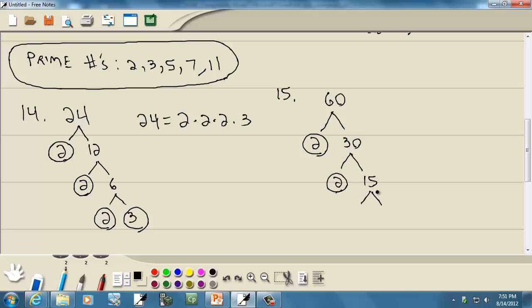Now I'm on to 15, and I try to think 2 times something. 2 times 6 is 12, 2 times 7 is 14, 2 times 8 is 16. I can't multiply 2 by anything to get this. So I go to my next prime, the 3. And you ask yourself if 3 times something gives you that. And actually, 3 times 5. Both of those are prime, so I circle both of them. So 60 would be 2 times 2 times 3 times 5. We're just doing all the numbers we circled here, and that's our prime factorization.